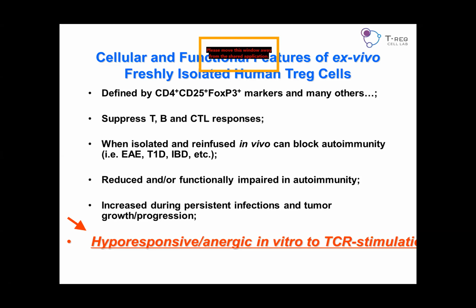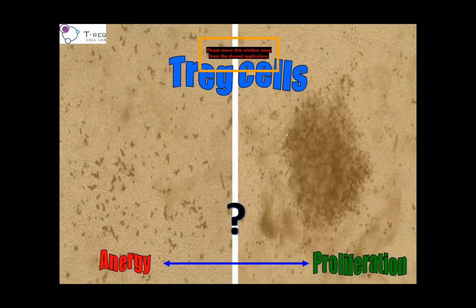Do not forget, please, that they are generally highly proliferative cells in the periphery. Despite being highly proliferative, there is a paradox in the biology of these cells, which has been challenging our interest. They are hyporesponsive and anergic in vitro when we isolate them. So despite being the most proliferative cells in vivo, when we put them in culture and stimulate them, they do not respond, despite being alive. This is a real paradox, if we think about it.